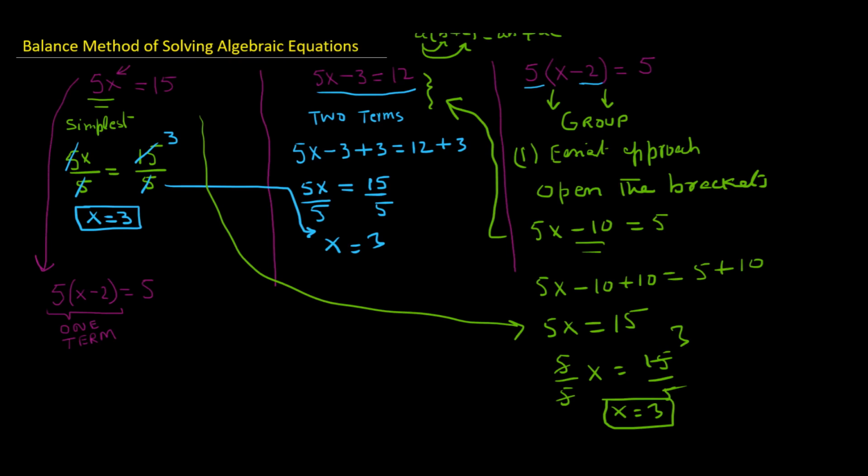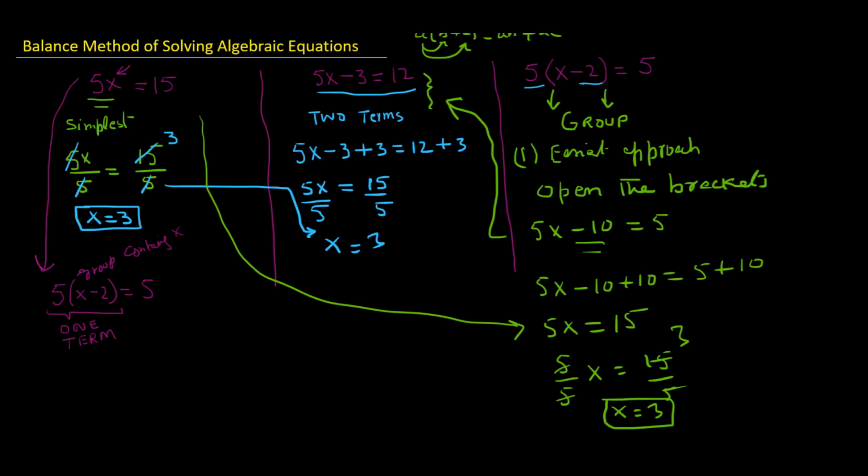Here x was being multiplied by something. Here a group containing x. This x minus 2 is a group. So x minus 2 is a group containing x, multiplied by 5. And there is only one term. So here we can also divide first. This is the thing you should be learning, that what operation should I do here first. So you can also divide first because it's only one term. So it can be considered a case like the first case.